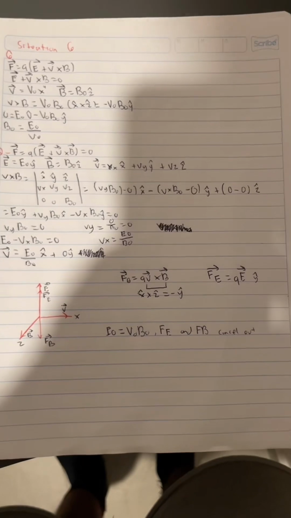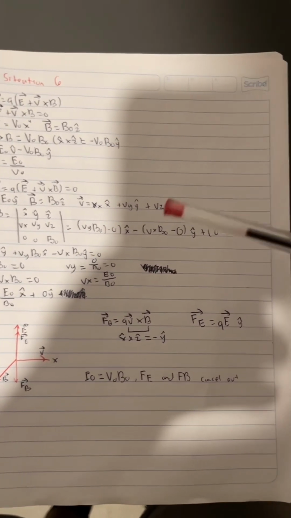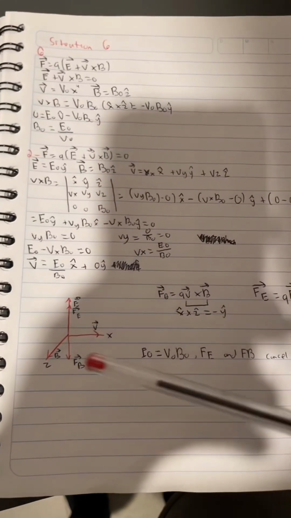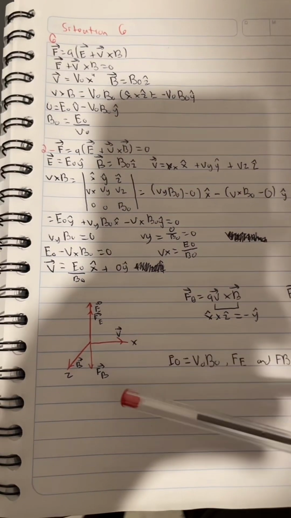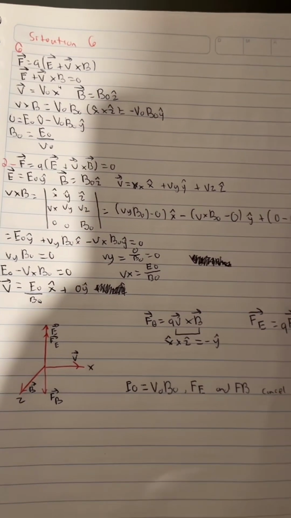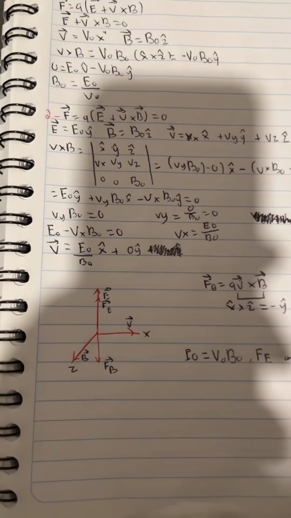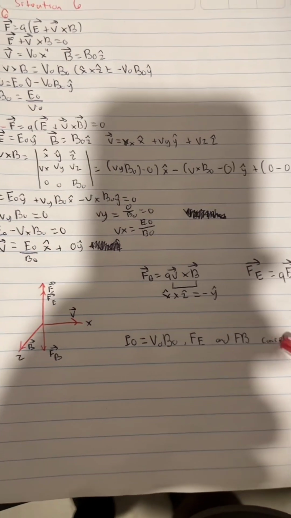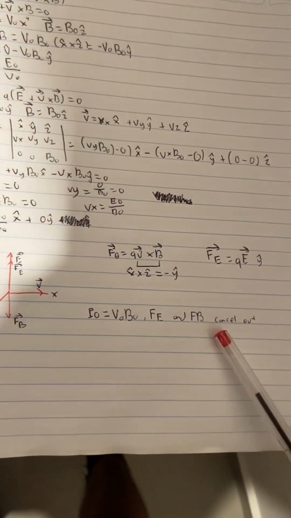Then we recalculate the cross product v times B, and we set the total force to 0. And at the bottom, I illustrate the direction of the electric force and the magnetic force, and I show that they are equal and opposite when the velocity condition is met. The key conclusion is that FE and FB cancel out, because the magnetic force and electric force are equal. So that's all for our situation 6. We can pass to the last situation, that is situation 7.